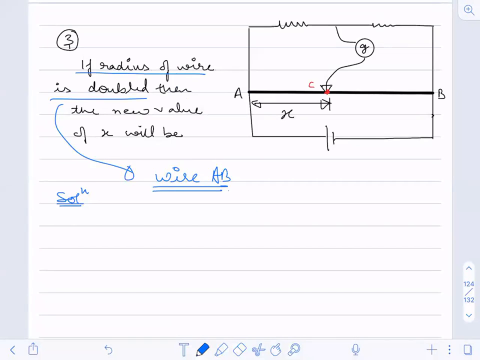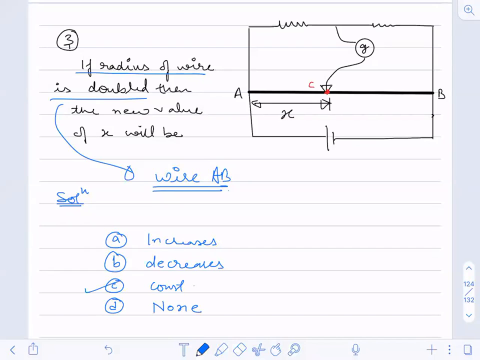So actually I should give you the options for this. A, increases; B, decreases, the value of X will decrease; C, constant; or D, first increases then decreases, or first decreases then increases. You can also have none. In this, the correct option is C.